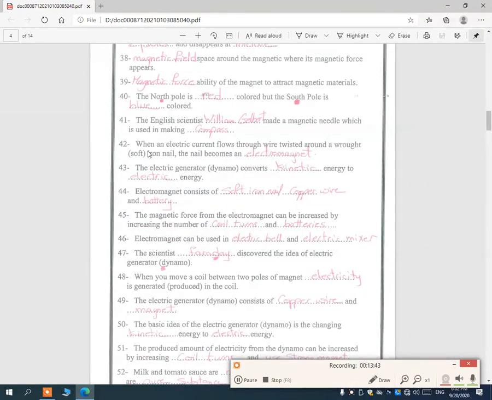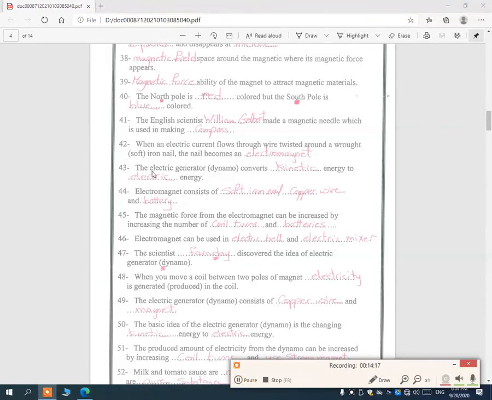42. When an electric current flows through wire twisted around a wrought iron nail. We have a wrought iron nail and we twisted a wire around it. The nail becomes what? When we have a nail and twist around it a wire that has electric current, the iron nail becomes an electromagnet.